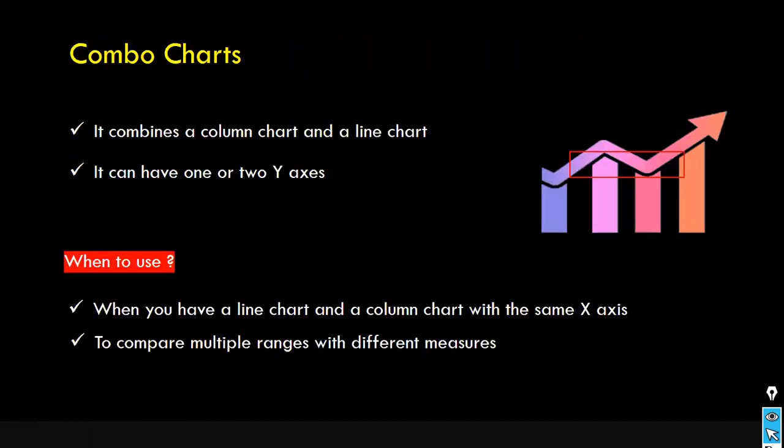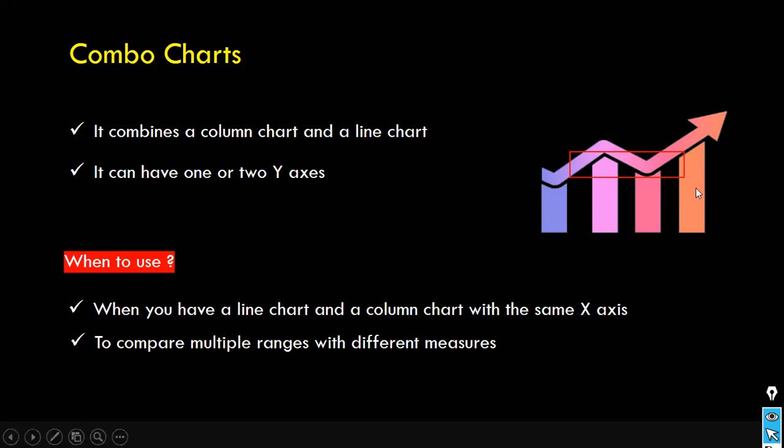Next one is the combo chart. The combo chart is also called a combination chart. This chart has a combination of the column chart and the line chart. It can have one or two y-axes. So in the case of combo chart, you have two y-axes, and both y-axes share the same x-axis. In that kind of situation, you can go for combo charts.